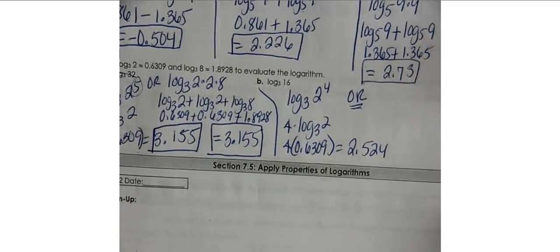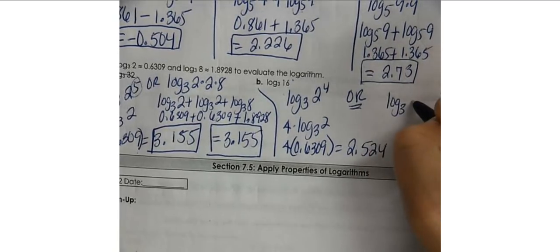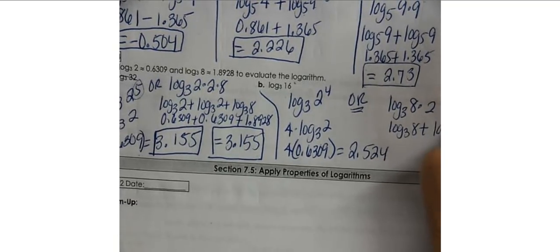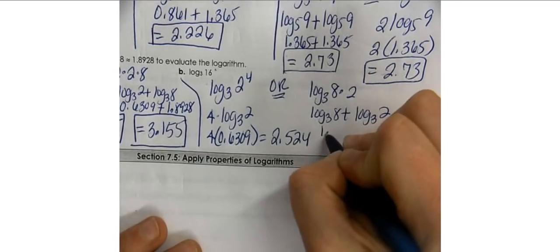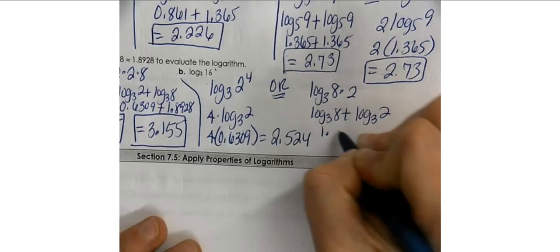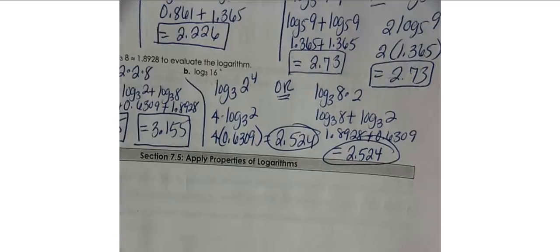That's one approach. You could have also said that 16 is equal to 8 times 2. So you could have log base 3 of 8 times 2, which is log base 3 of 8 plus log base 3 of 2. Log base 3 of 8 is approximately 1.8928 plus 0.6309. And when you add those two together and round to the nearest thousandth, you would still end up with 2.524.